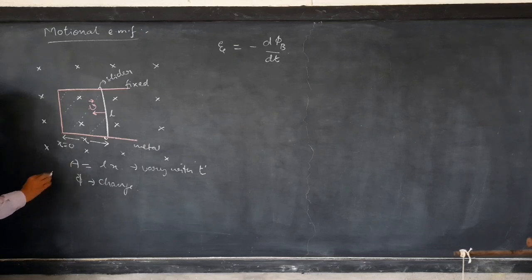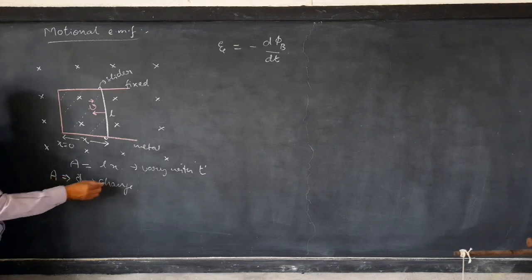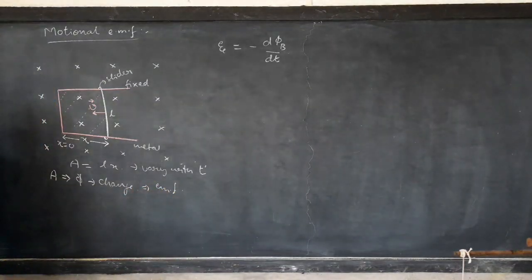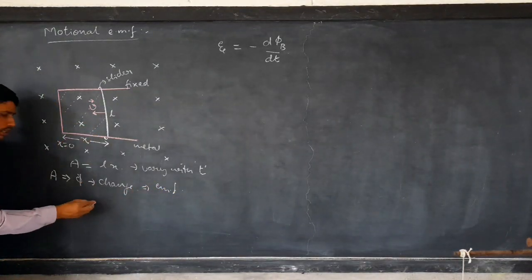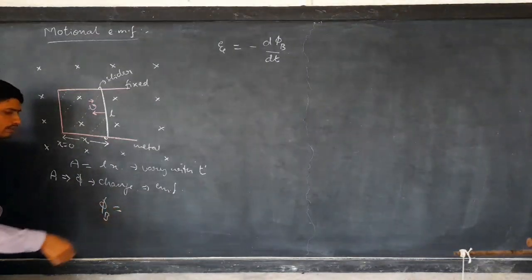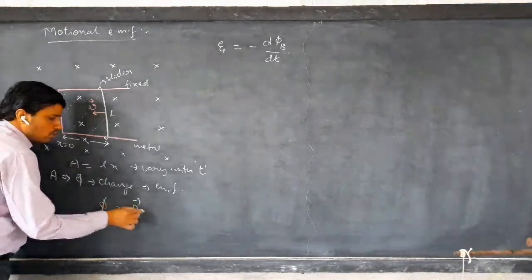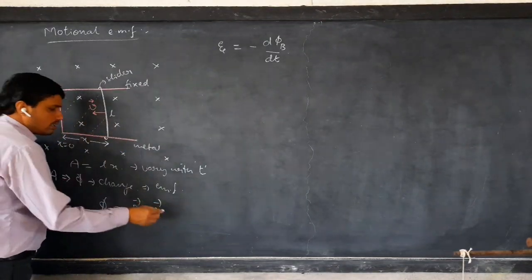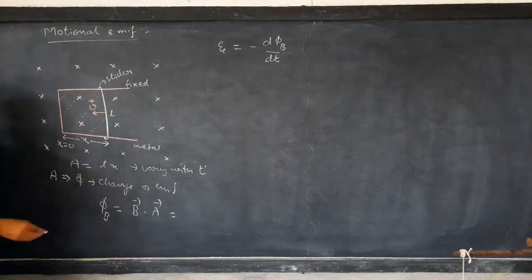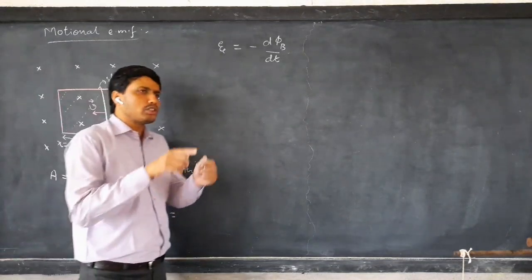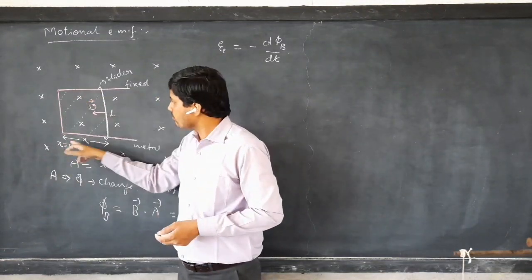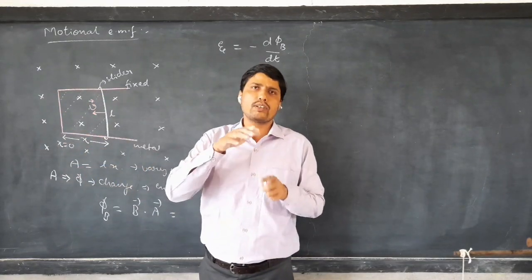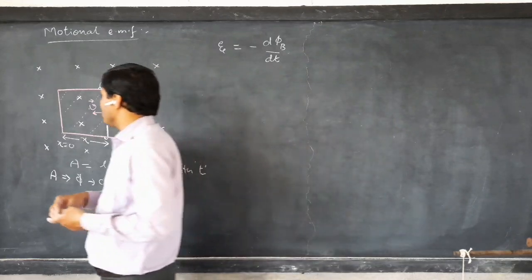Area changes, so A will change, this implies flux will change, and therefore there will be some EMF induced. At this particular location, the magnetic flux phi B will be B dot area vector. Now the magnetic field is directed into the board. Area vector is also in the same direction because the plane of this loop is also on the plane of the board. So its area vector will be normal to the board.